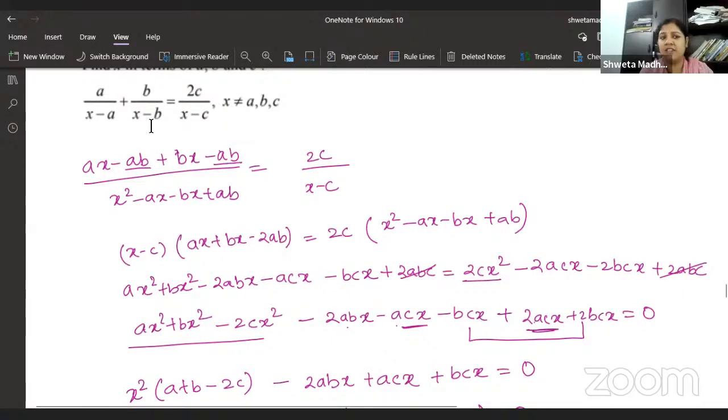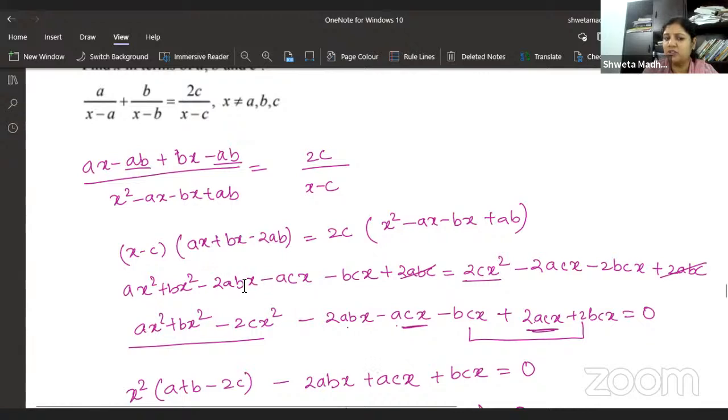Normal here, you have to take the LCM first. So this is the LCM, and then cross multiplication, then simplifying. After cross multiplication, you are getting this. Then take the x squared terms together. So this is ax square plus bx square, and then bring 2cx square here. And then simplify all the x terms.